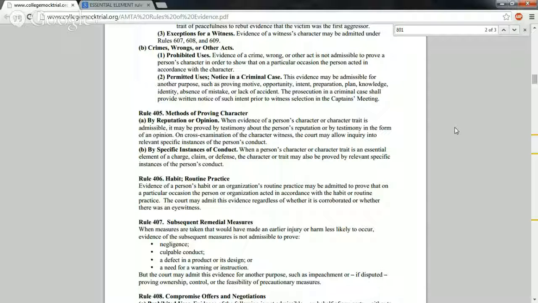I wouldn't say change any of your instances of conduct. I think that there's reasonable responses if you have them currently scripted into your directs this year or in your future. But it is important to know this rule when it comes to evaluating this type of character evidence.